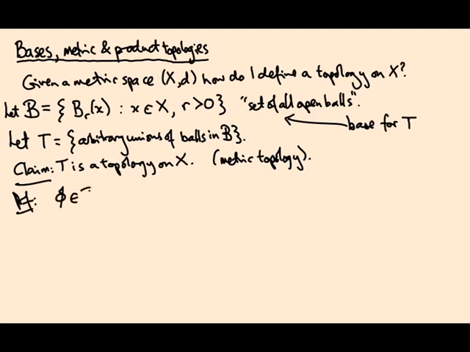Is the empty set in T? Well, T is a set of arbitrary unions of balls in B. In particular, you're allowed to take the empty union, where you're just unioning nothing, and that gives you the empty set. So that's certainly in T. What about X? Is X in T? Well, yes it is, because I can take any point in X, look at some radius around that point and take the ball, and then if I just take the union of all those balls, I'll get every point. So that says X is in the topology.